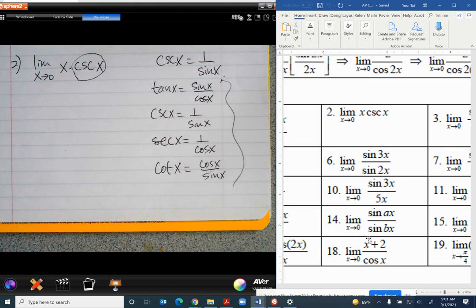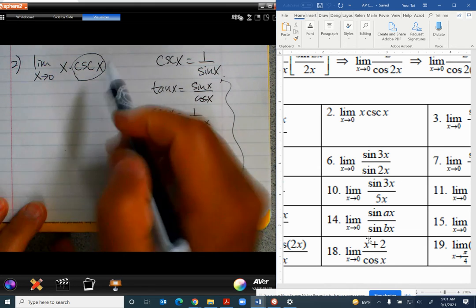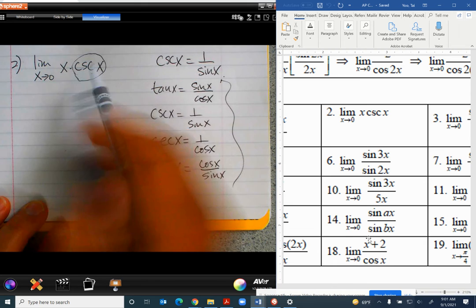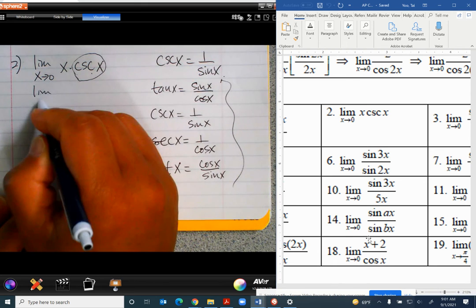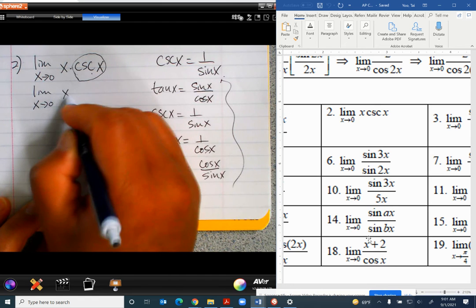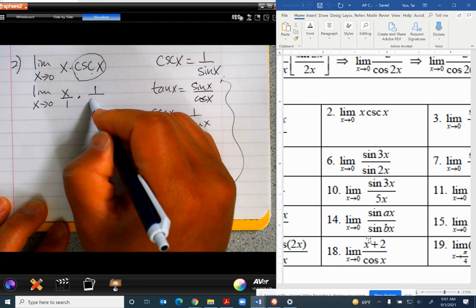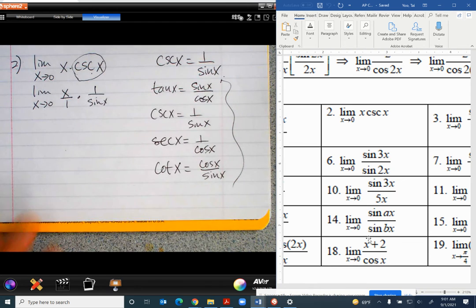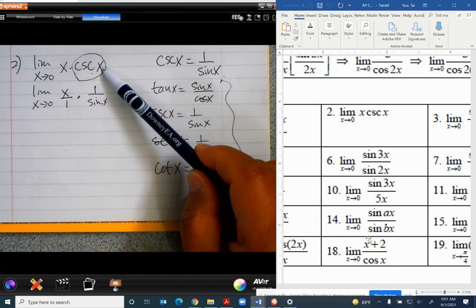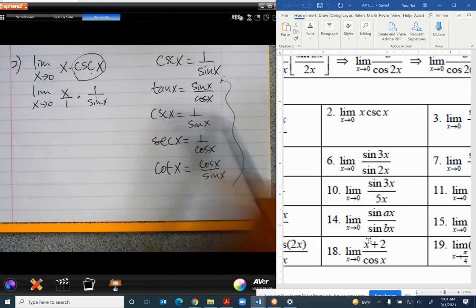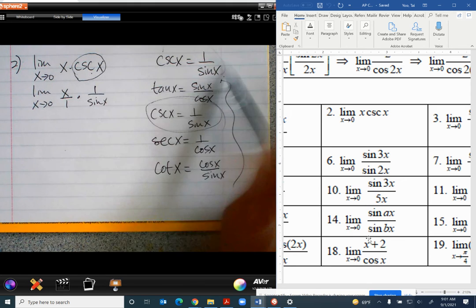I know that's a lot of stuff to remember, but eventually you remember some of them. You're going to remember enough so that you can pass this class. So I'm going to change cosecant to limit x goes to 0, x over 1, which is x, and then times 1 over sine x. Does everyone understand that x is x over 1 and cosecant is 1 over sine according to this one right here? Or that one, same thing.